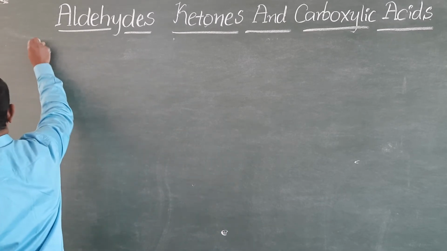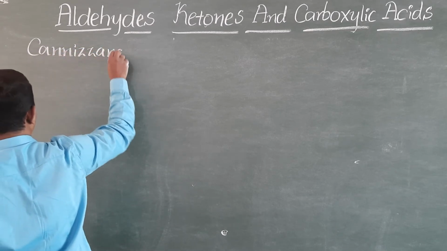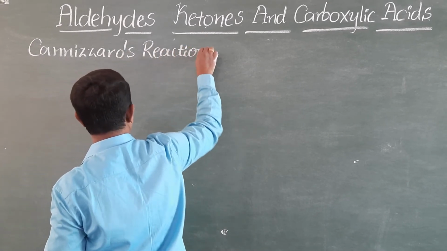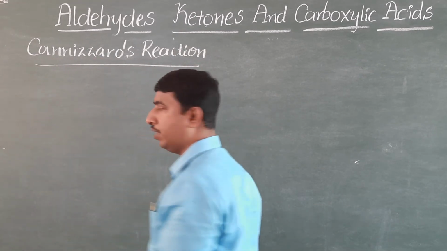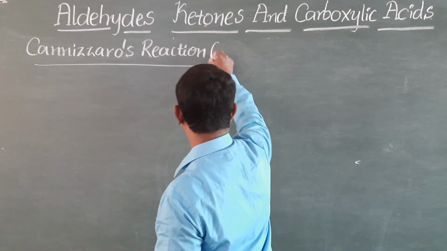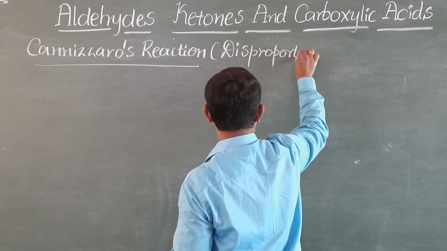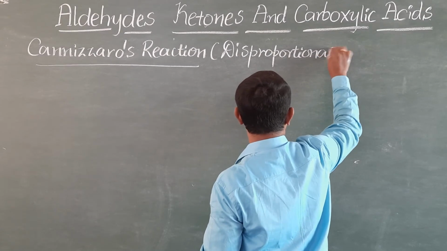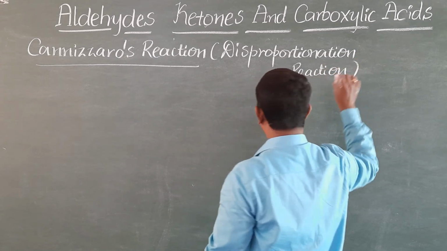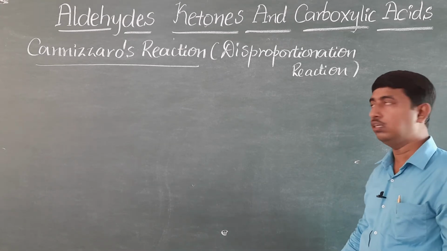Next one, Cannizzaro's reaction. Cannizzaro's reaction, very important, just like Aldol reaction. This is Cannizzaro's reaction. It is an example for disproportionation reaction. What is disproportionation?